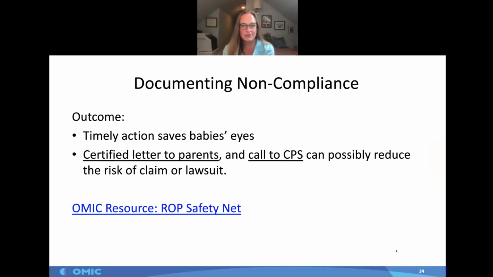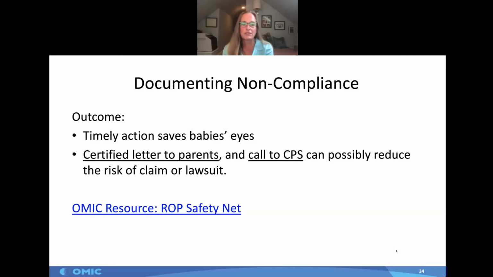And next slide, please. The outcome was a timely action to save this baby's eyes. And when you can send a certified letter to parents and call Child Protective Services, this can possibly reduce the risk of a later claim or lawsuit.